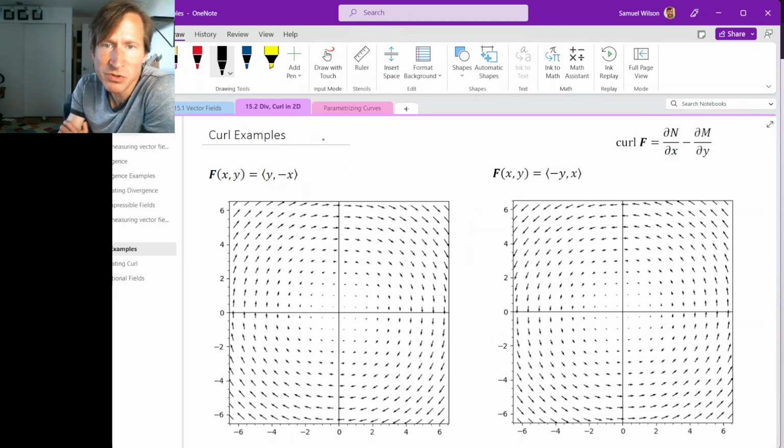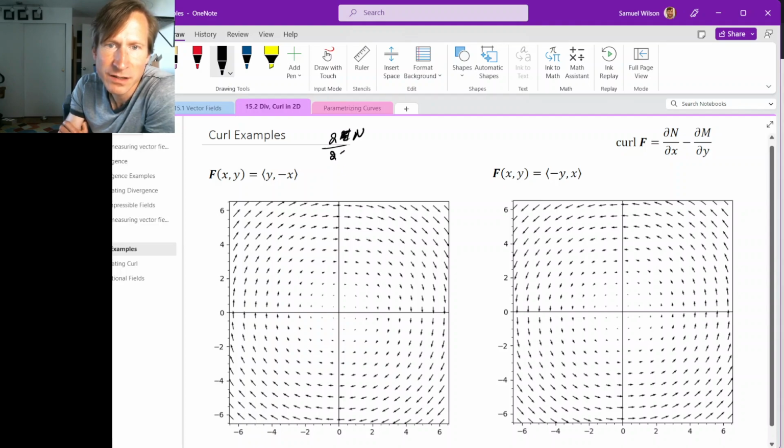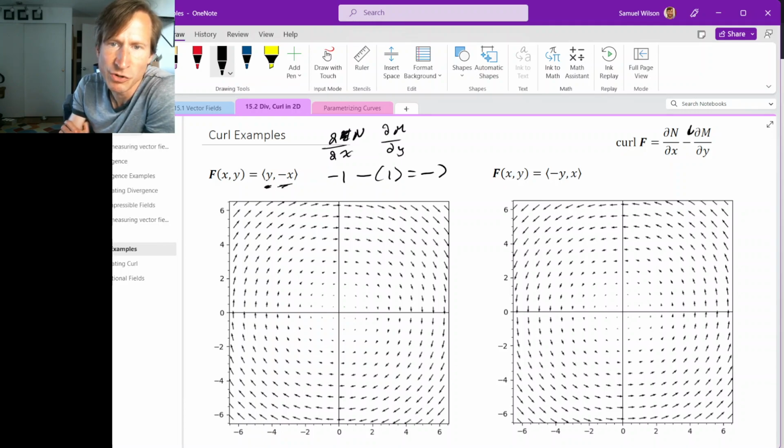So for each of these examples, we'll calculate our expression for curl. So for this first one, partial n partial x, right, taking the partial of minus x with respect to x, that's minus 1, minus, don't forget this minus sign, partial m partial y, and that's going to be 1 in this case. So we get minus 2. And so this vector field, according to our calculation, is circulating in the negative direction at every point.